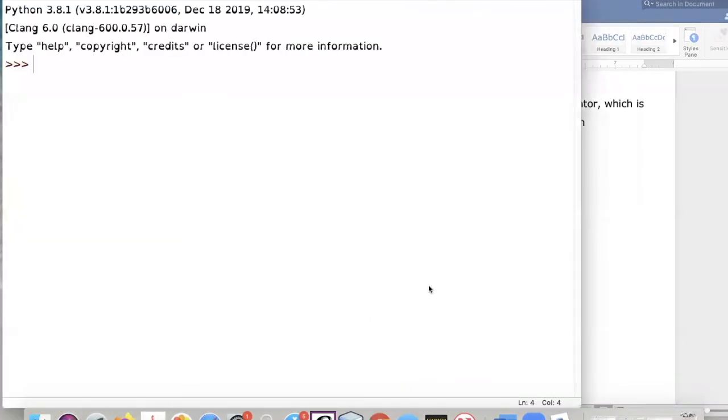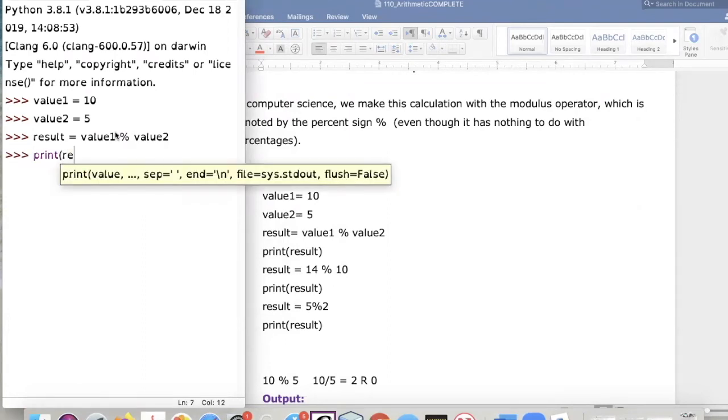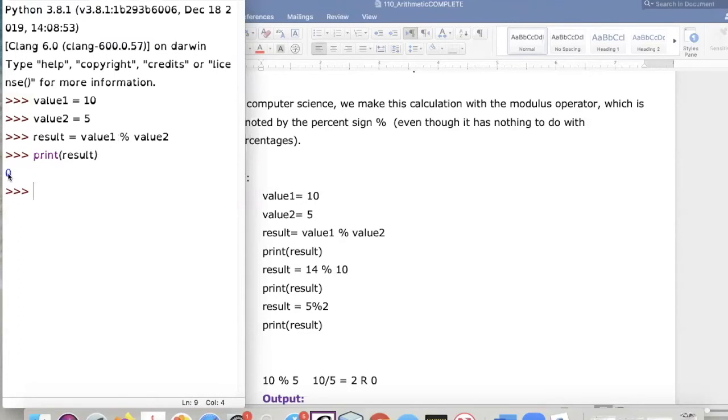Let's do that now. So if I say value 1, assign it the value 10, value 2, assign it the value 5, and then assign result the operation value 1 modulus value 2, print result, we'll print 0 because that's the remainder. Think about what it would be if you did 14 modulus 10.